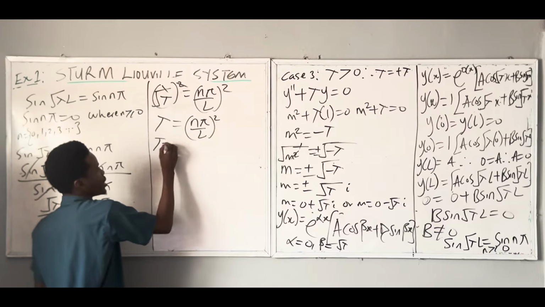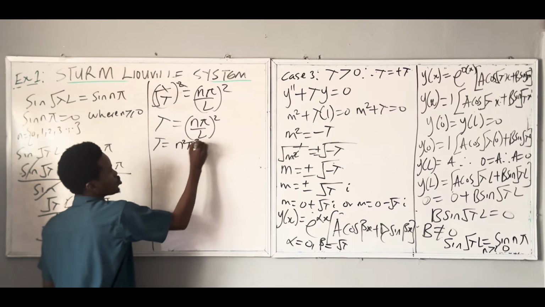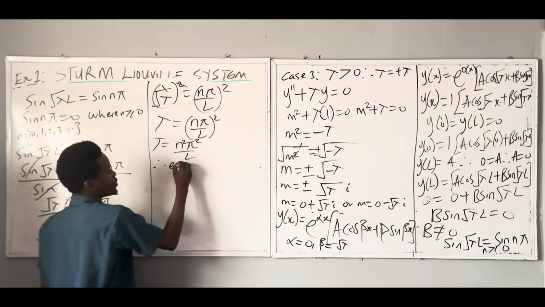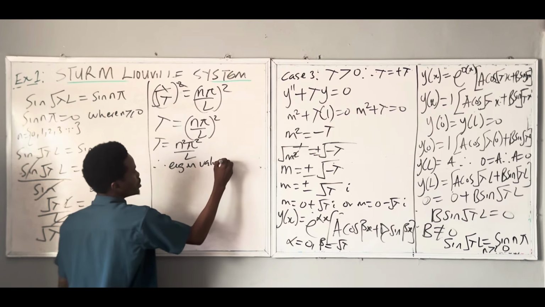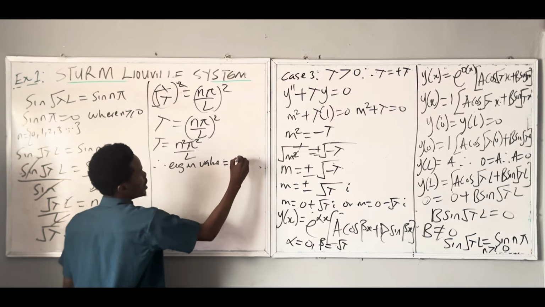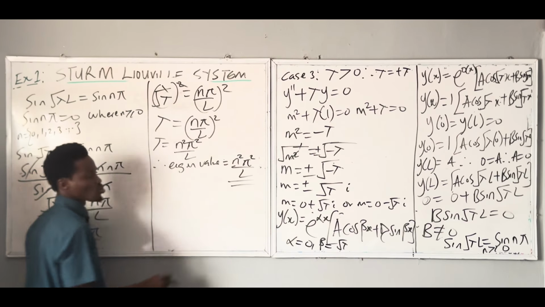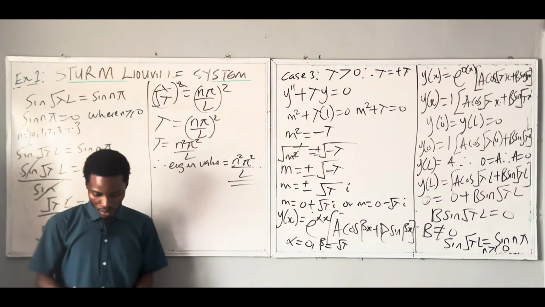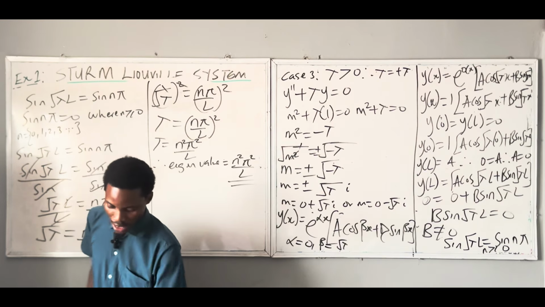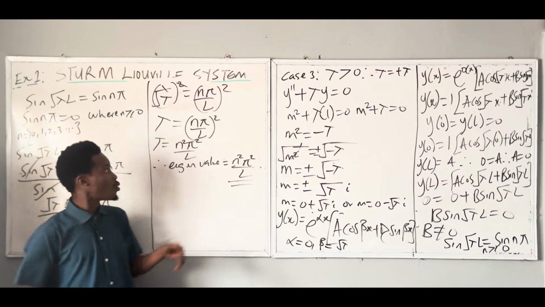This gives me that my lambda is n squared pi squared all over l squared. Therefore, my eigenvalue is n squared pi squared all over l squared. That is my solution. You can see that I've solved for the eigenvalue: n squared pi squared all over l squared.